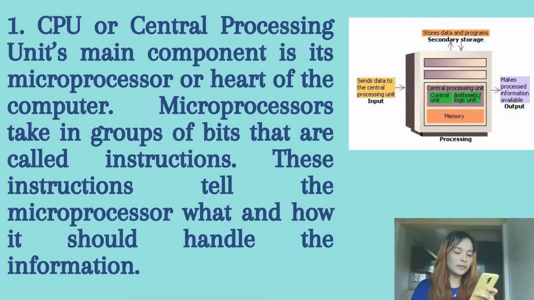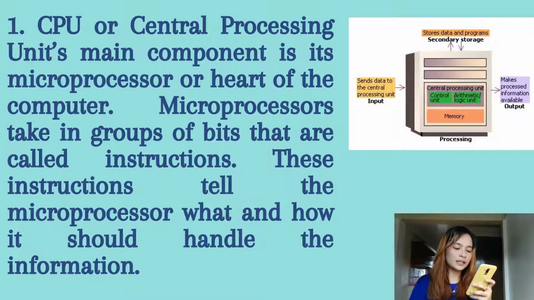So, let's proceed to the main computer parts. The three subsystems of a computer. The first one is CPU or Central Processing Units. So, CPU is the microprocessor or heart of the computer. Microprocessors take in groups of bits that are called instructions. These instructions tell the microprocessor what and how it should handle the information.